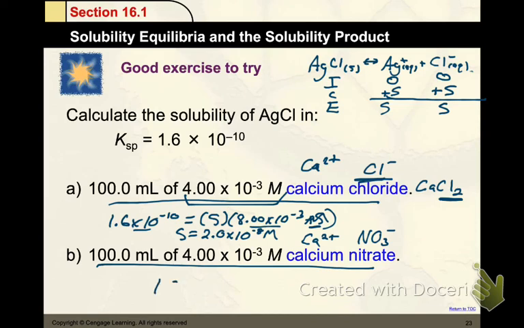We've got 1.6 times 10 to the minus 10 equal S times S, or S squared. So solving for S is just the square root of 1.6 times 10 to the minus 10, which I get is 1.3 times 10 to the minus 5th molar.